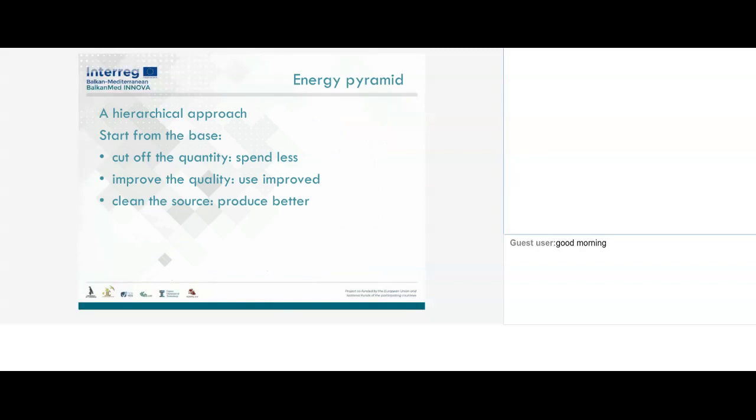So what can we do to avoid this energy paradox, or what can we do when we are concerned about the environmental costs of energy use, as we should be in this epoch of global warming and climate change? First of all, we have to start from the base. We have to use a hierarchical approach. And what is the base? The base is to cut the quantity of energy we are using. So spend less energy. The second is to use improved energy, use efficient energy and improve the quality of the machineries that we are using. The third step is to clean the source, so to produce better, avoid fossil fuels, and introduce renewable energy sources.